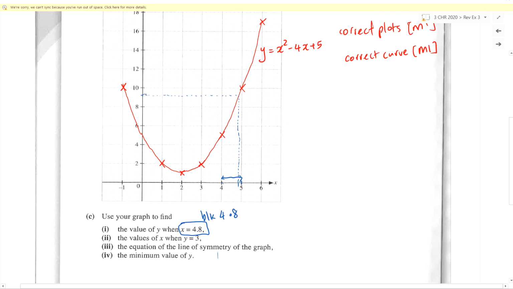I see this value. 5 small squares represent 2 units. Right, between 8 and 10, that is 5 small squares, and that is 2 units. My graph tells me it is 3 small squares. 3 small squares represent 2 over 5 times 3. That gives me 6 over 5 units, which is actually 1.2.